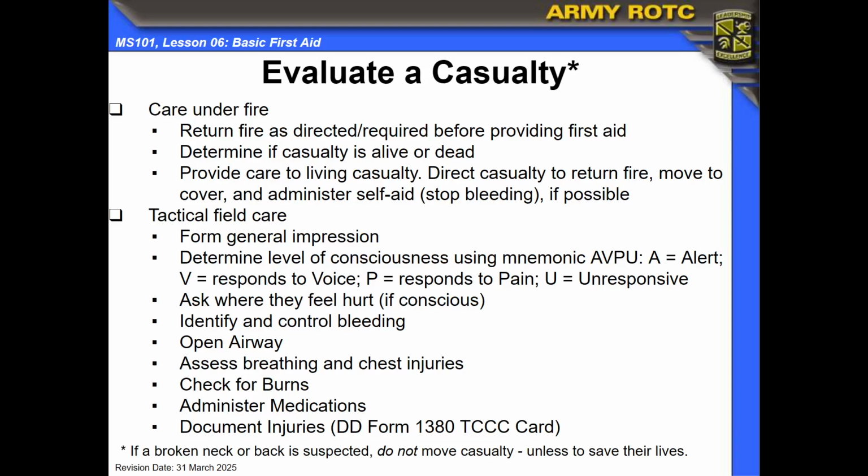Provide care to the living casualty. So we're going to move up. Direct casualty to return fire, move to cover, and administer self-aid. That's if they're able to move on their own. Now, something that we teach all the time in the infantry, EIB, E3B, etc.: determine if the casualty is alive or dead.